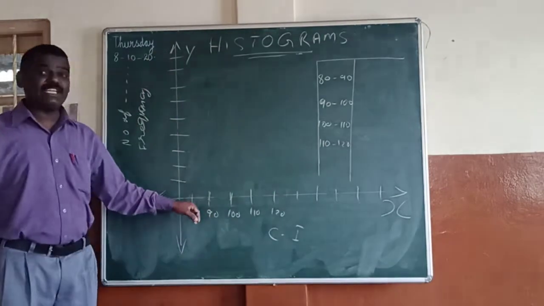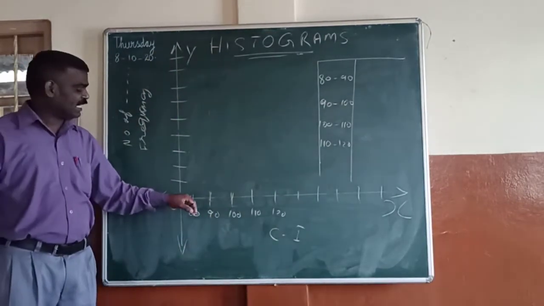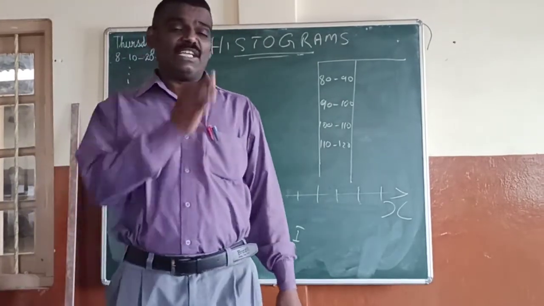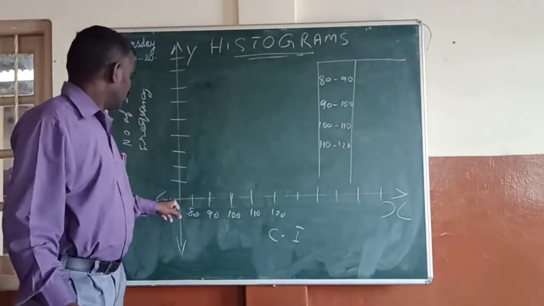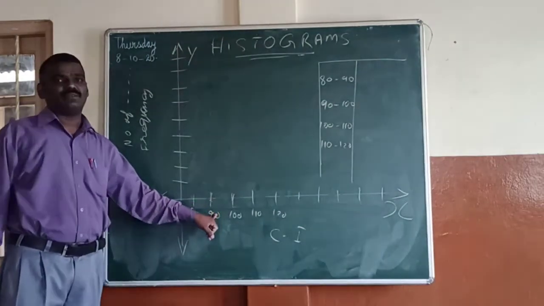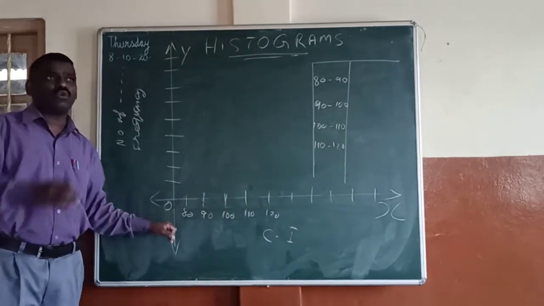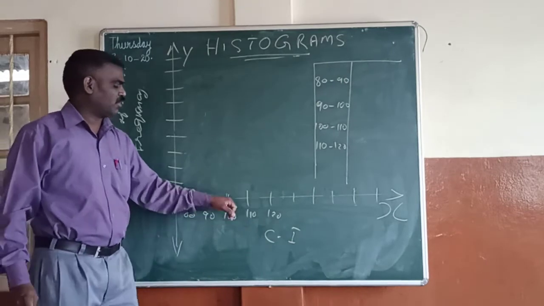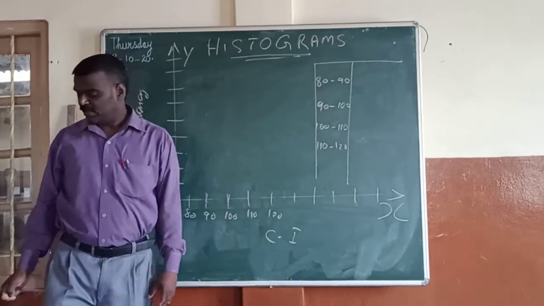0 to 80, 80 numbers increasing. Next, 80 to 90, only 10 increasing. That means your answer is wrong. The increment should be equal everywhere. 0 to 80 means then 80 to another 80, 80 plus 80, 160. It has to go. It should not go up and down like this. 0 to 80, then 80 to 90, then 90 to 110. It should not be. It should be equal.